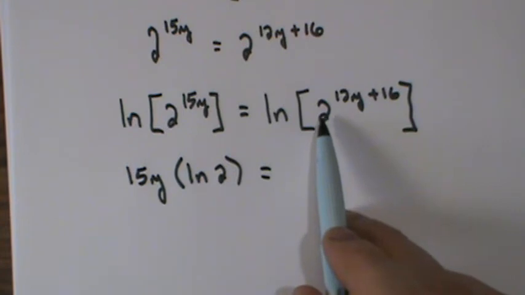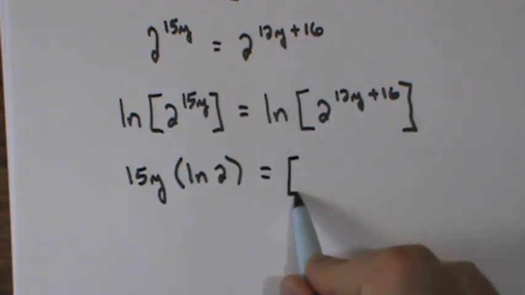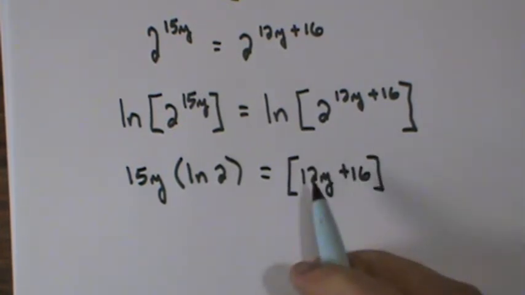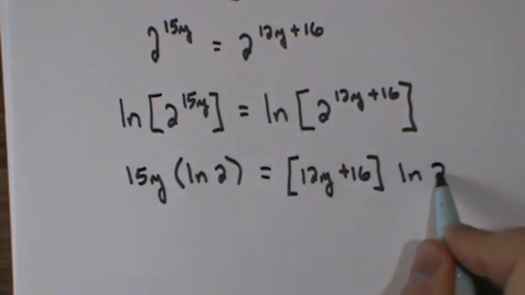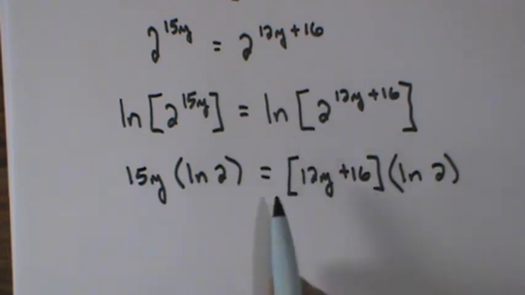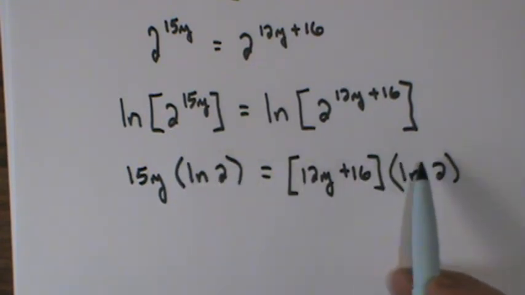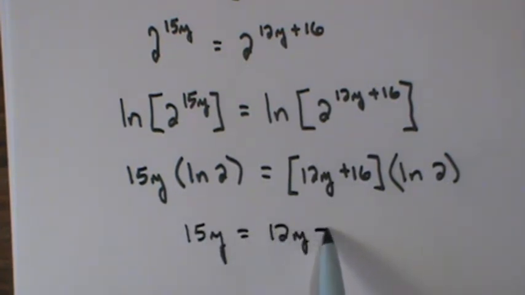In a similar way, I can take this exponent, the 12y plus 16, and multiply it by the natural log of 2. So I'm just turning it into a scalar. Now the natural log of 2 is a number. So I am permitted to divide both sides of the equation by that. And in essence, what is happening is my exponents are being set equal to one another.